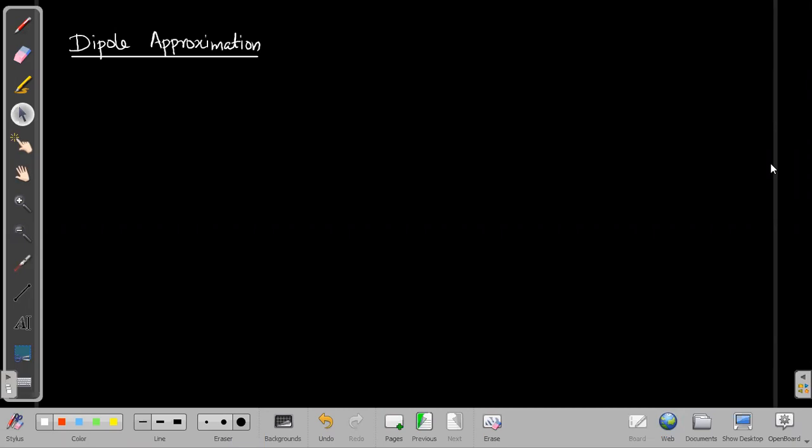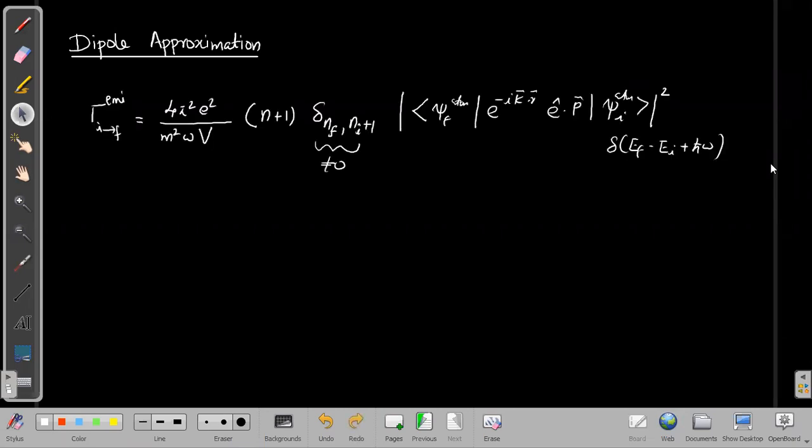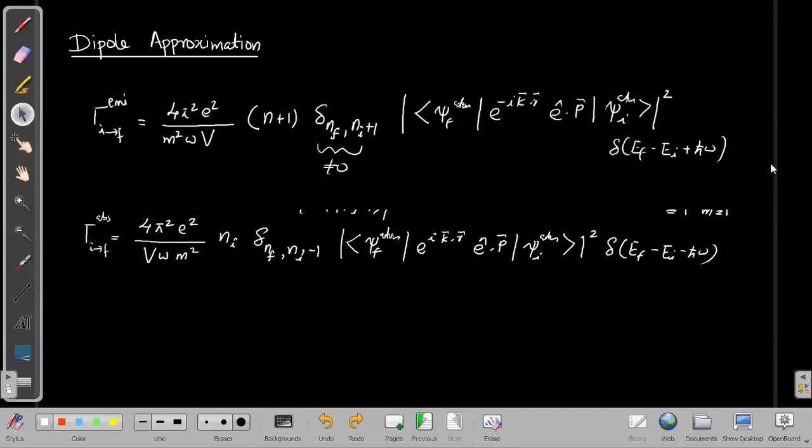So in the last lecture, we have seen the transition rate for the atom field interaction in quantum theory, and we have got two expressions. One is the transition rate for emission, and we have also got the transition rate for absorption. So these were those expressions, and we have seen that in case of emission transition rate, there are two delta functions. One is this Kronecker delta.